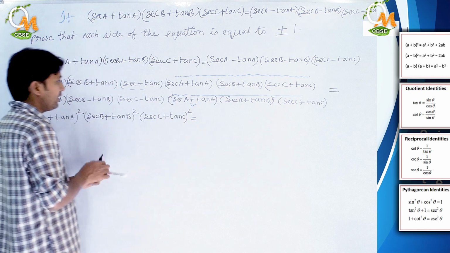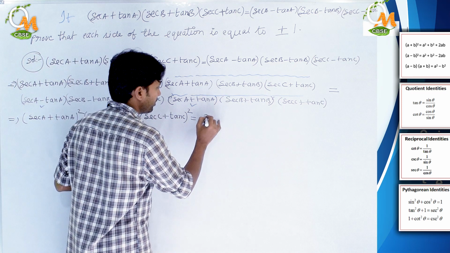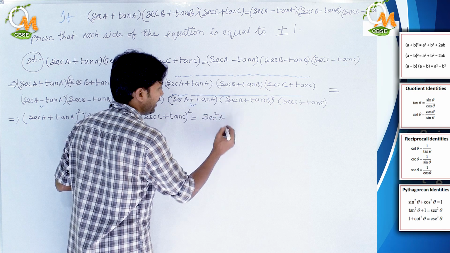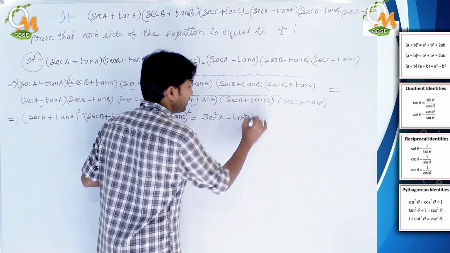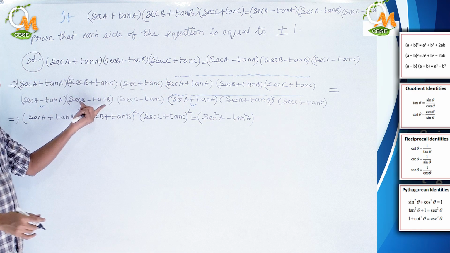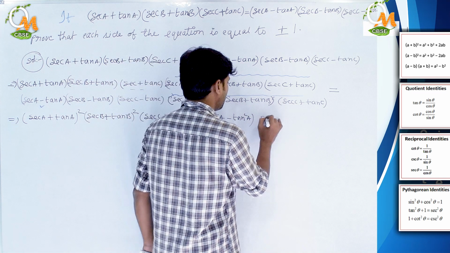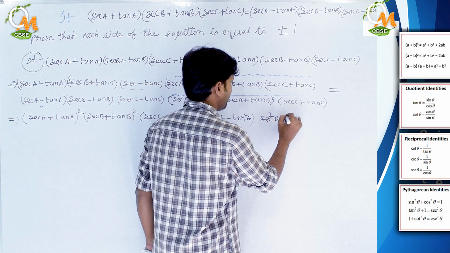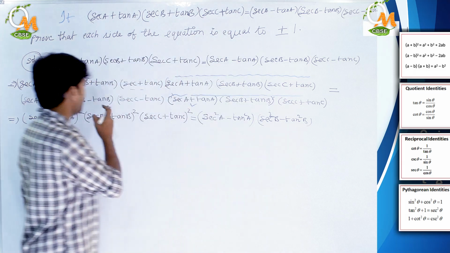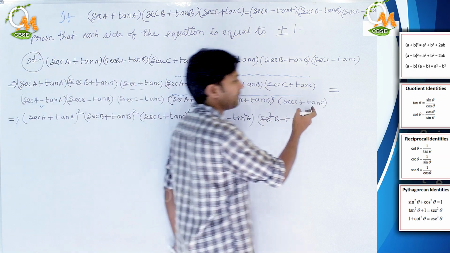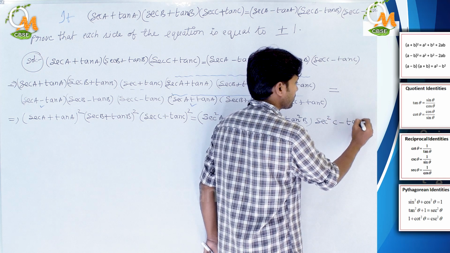So what do we get here? A square minus B square. What is A? Secant square A, minus what is B square? Tan square A. Similarly, secant B minus tan B and secant B plus tan B are multiplied together, so we get secant square B minus tan square B. Similarly for secant C minus tan C into secant C plus tan C, it is secant square C minus tan square C.